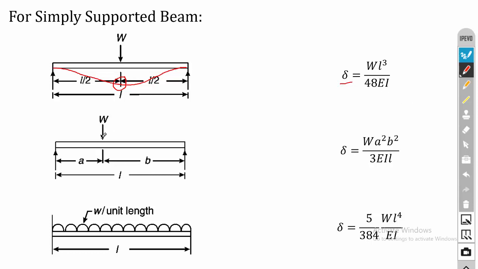Then for simply supported beam with point load acting with some eccentricity, the equation is del is equal to WA square B square divided by 3EIL. Then in the case of simply supported beam with uniformly distributed load, the equation is del is equal to 5 by 384 WL power 4 divided by EI. In shafts, the shafts having flexible bearings are considered as simply supported beams and the shafts supported in long bearings or rigid bearings are considered as rigid beams.